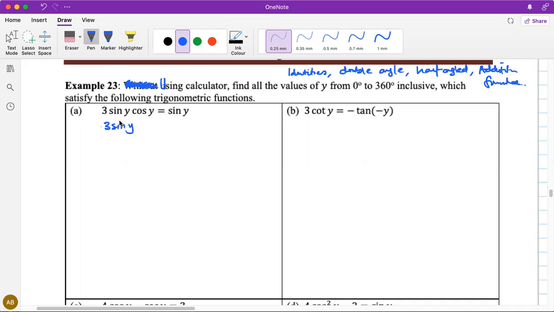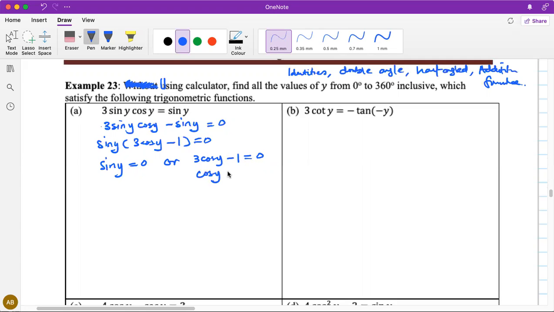So become 3 sine y cos y minus sine y equals to 0. Then you factorize sine y. So you get sine y times (3 cos y minus 1) equals to 0. Then you can solve. Now is sine y equals to 0 or 3 cos y minus 1 equals to 0. So cos y equals to 1 over 3. So sine y equal to 0, y will be 0, 180, and 360. This is special angle. Then cos y will be 1 over 3. The angle is cos inverse, 70.5.